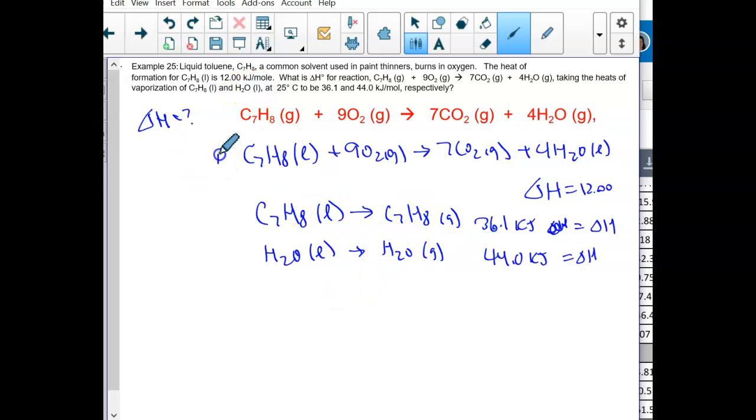Okay, so now we have an A, a B, and a C, for which we can apply Hess's law to get this. Okay, so I want gaseous C7H8 to be first. So that means that I'm going to look at A, I'm going to say, what in A do I need?